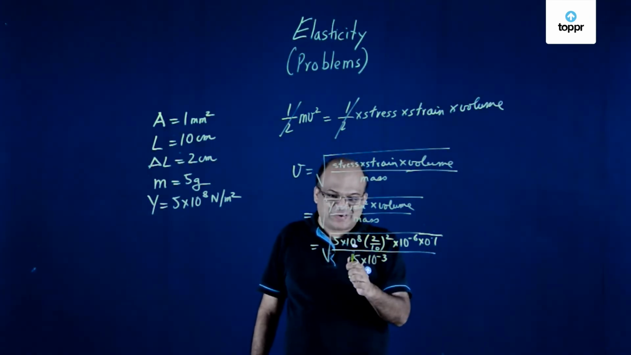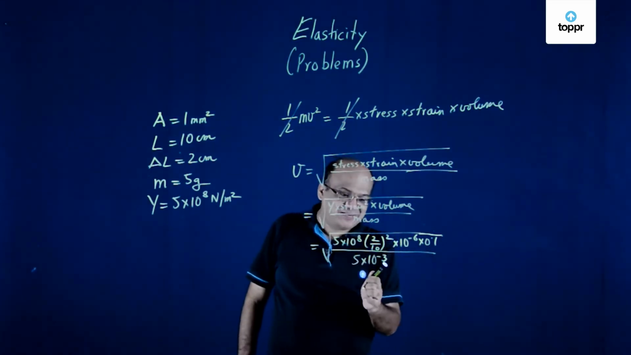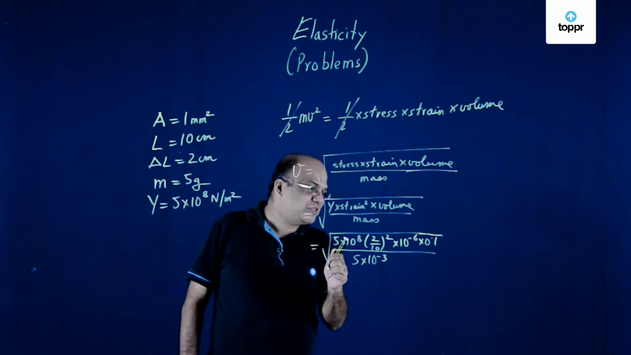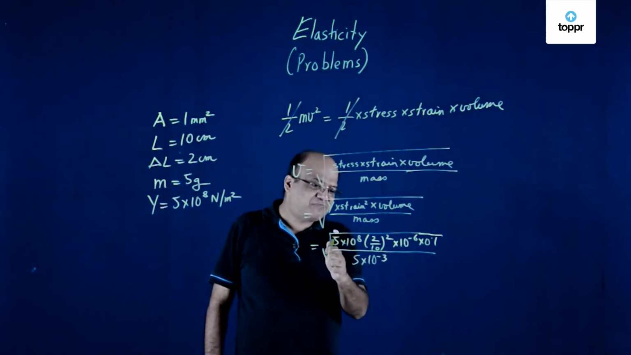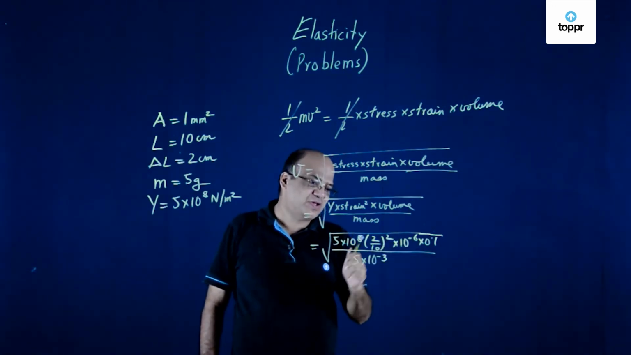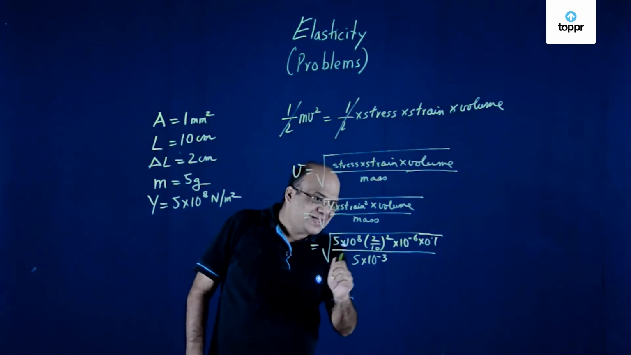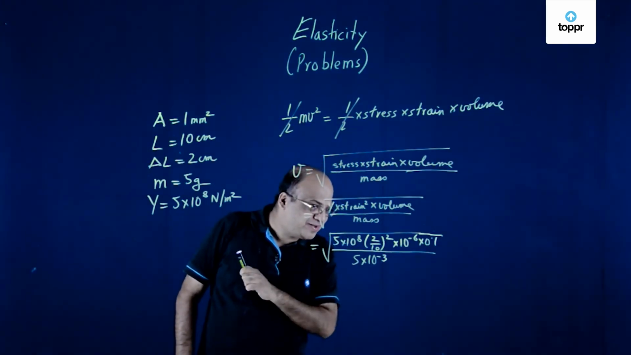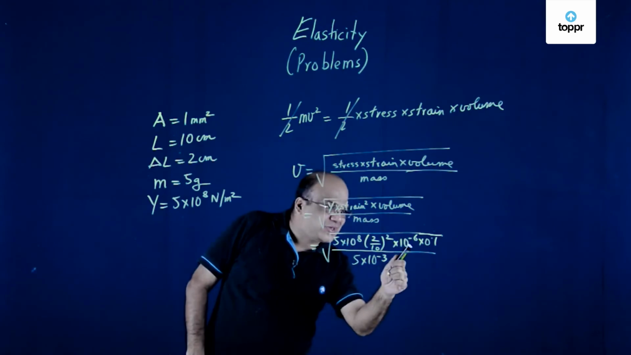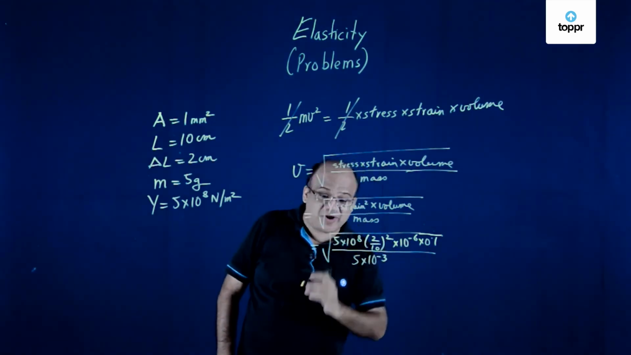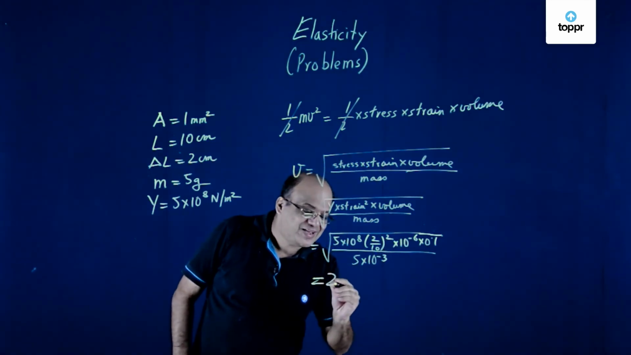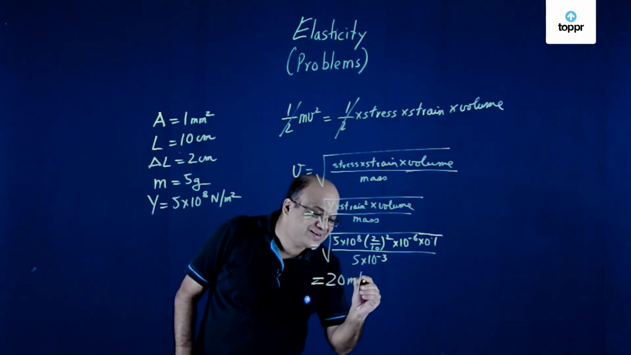So we'll get 10 here, right? This will go up and become 10 to the power 4. And here 5 and 5 will cancel, so we'll get 4 into 10 to the power 4. So what do you get? 10 to the power 4 and 10 to the power 2 cancel, and we get 400. Root over 400 is 20 meter per second. So that is the answer.